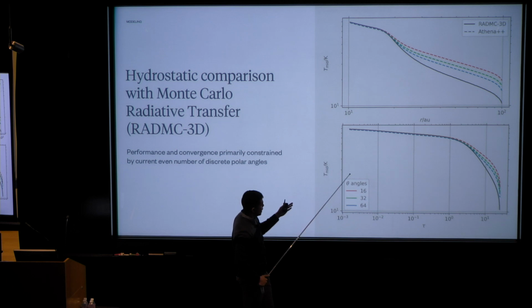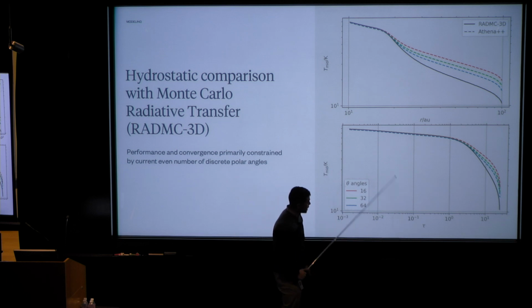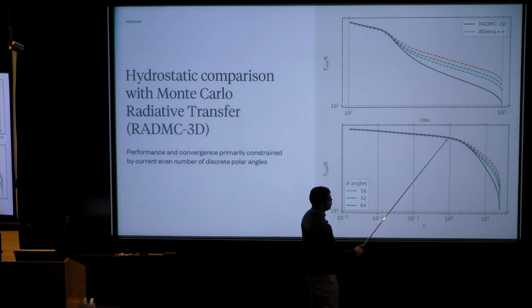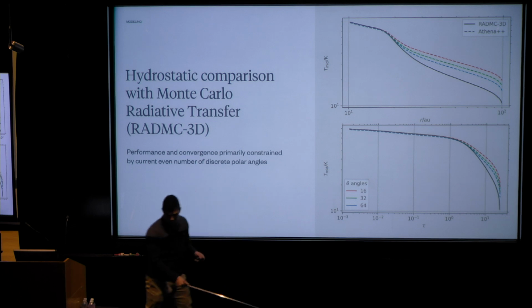And in this bottom plot, it's a similar temperature profile, but this time in terms of the optical depth. We see that we have agreement up until about an optical depth of unity, at which point the temperatures, as we expect, drop off significantly. But again, there is some disagreement there because of the angular resolution.